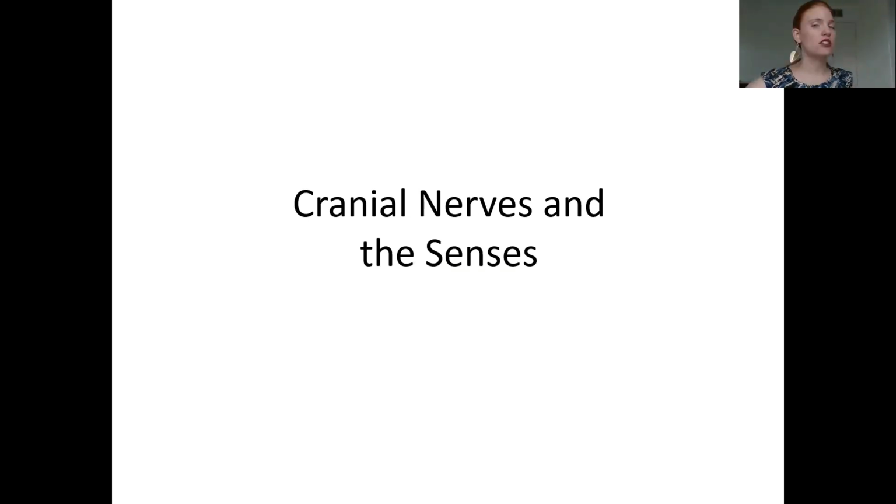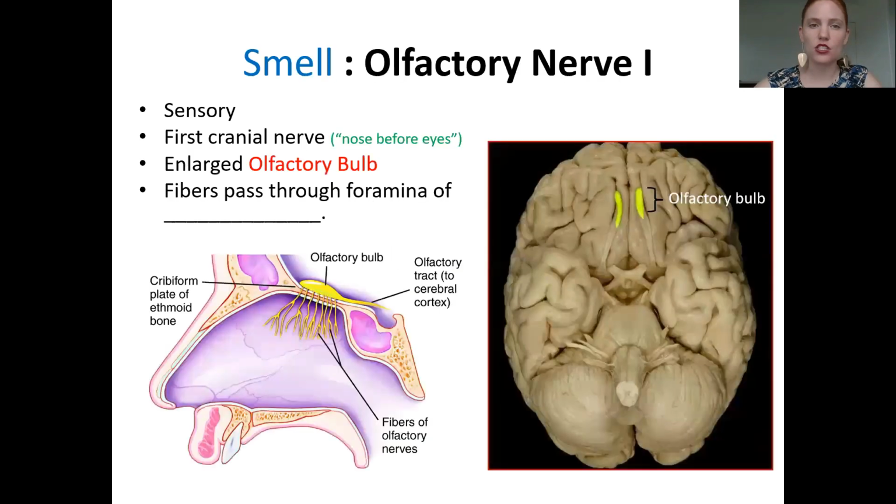Since the first one is olfactory, we're going to start with the olfactory nerve, which carries sensory information from the sense of smell. Olfaction is smell, and there is one structure I need you to know. The enlarged end of the olfactory nerve is called the olfactory bulb. Sorry, I should say this whole thing is the olfactory tract. So here we have the olfactory nerves.